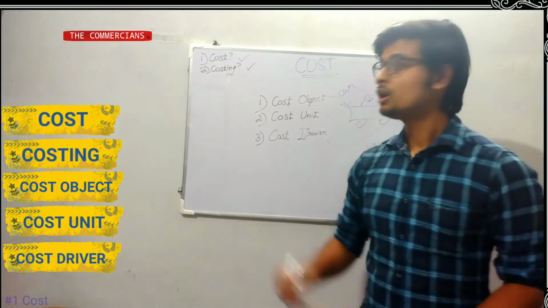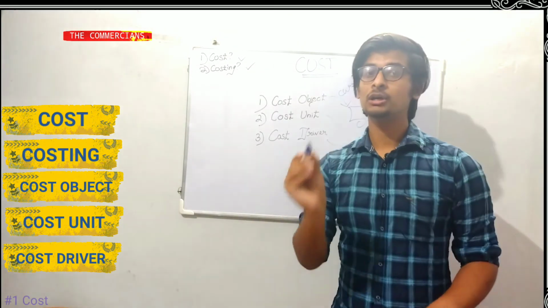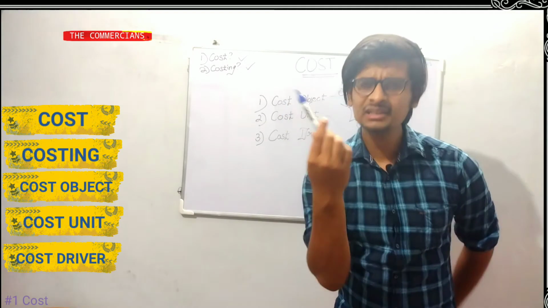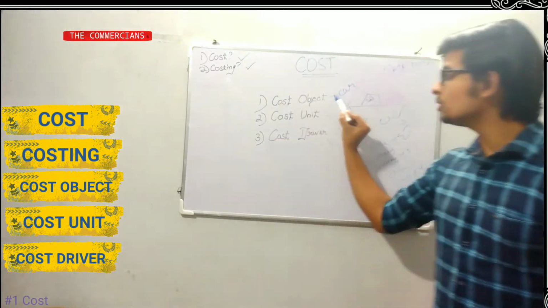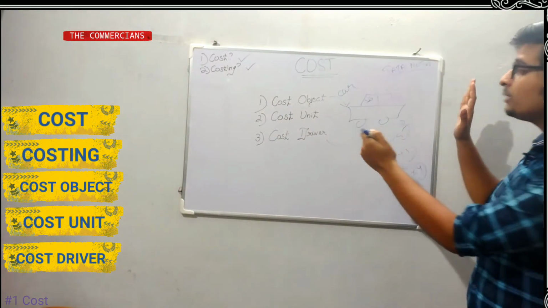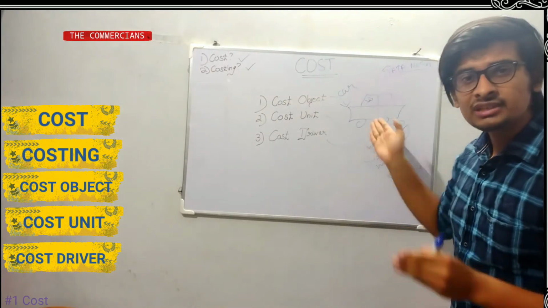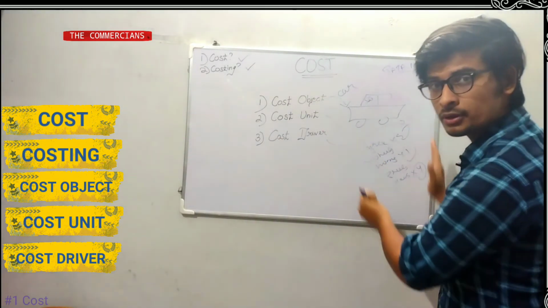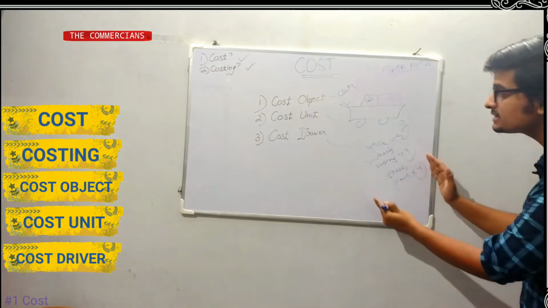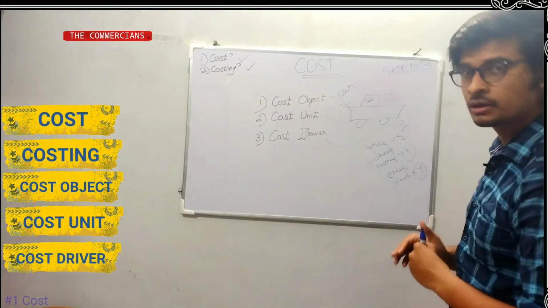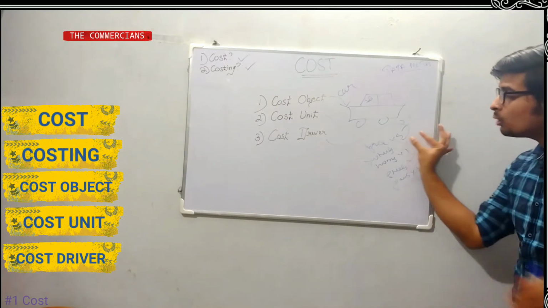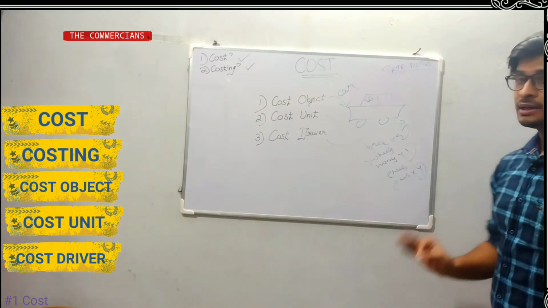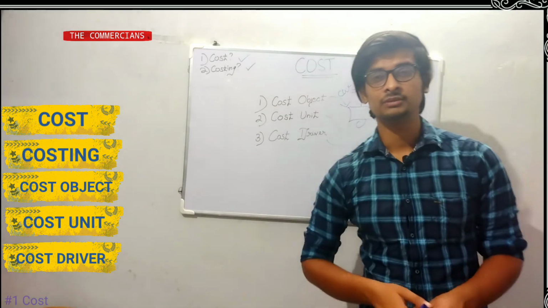Let's say it again. Cost is expenditure incurred to make a product. Costing is ascertaining the value. Cost object is what I was ascertaining the value of, this car. Cost unit is all the parts I needed to make a cost object. Cost driver is how much quantity I needed of the cost unit. That is our cost driver. That's all.